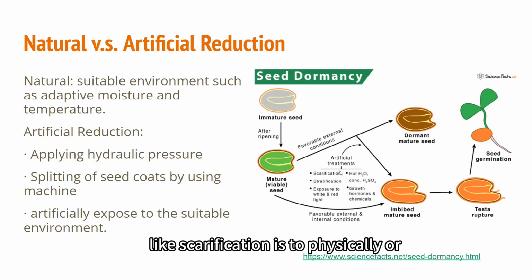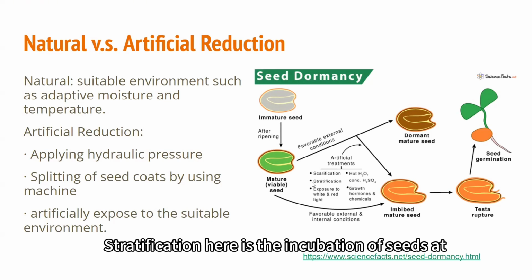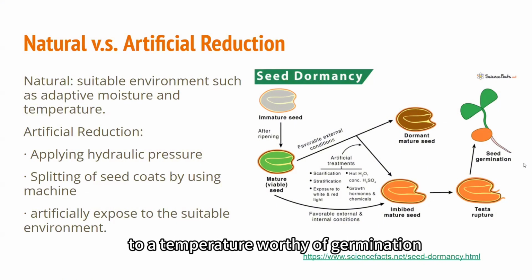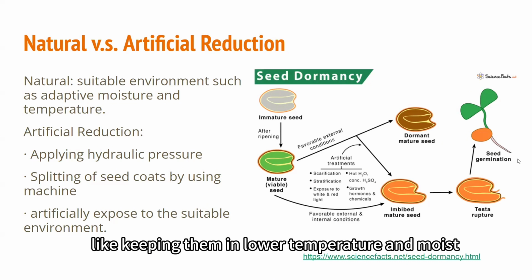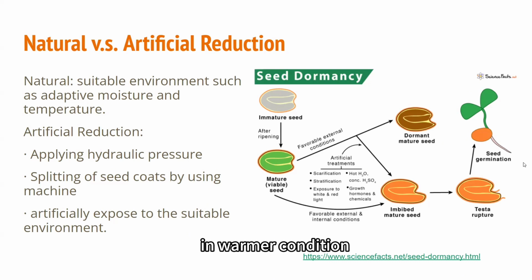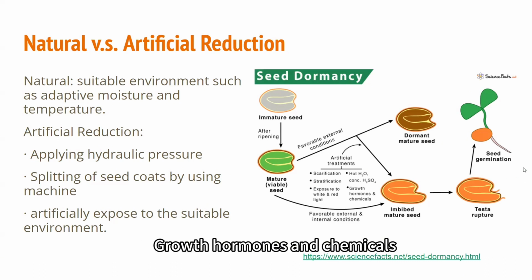Scarification is physically or chemically breaking down the hard outer coat of the seed. Stratification here is the incubation of seeds at a suitable lower temperature over a moist layer before moving them to a temperature suitable for germination, like keeping them in a lower temperature and moist environment, which helps them to germinate better in warmer conditions. Other treatments include exposure to white and red light, hot water, growth hormones and chemicals.